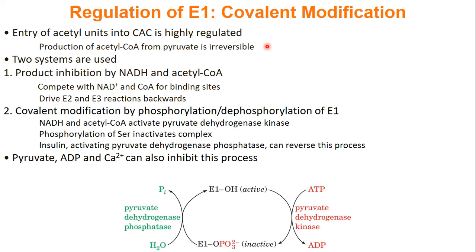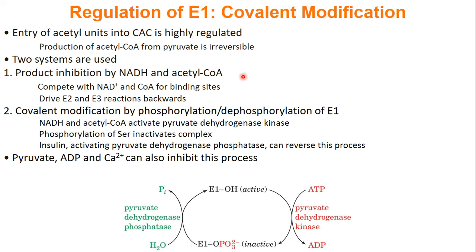Now, we talked about how we can take pyruvate and, using 3 enzymes, E1, E2, and E3, make that into acetyl-CoA. That process is irreversible, and we don't really use acetyl-CoA for anything else inside the body. So once we have acetyl-CoA, we're going to be running the citric acid cycle. So we want to make sure we regulate this system, so that we aren't making energy when we don't need it. And there are 2 systems that we use to regulate this complex.